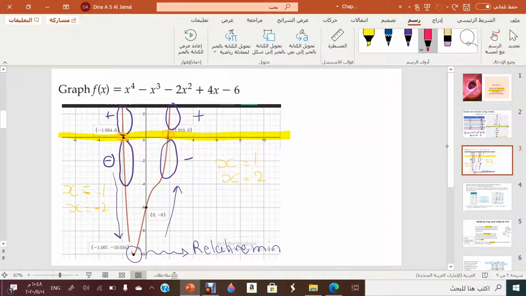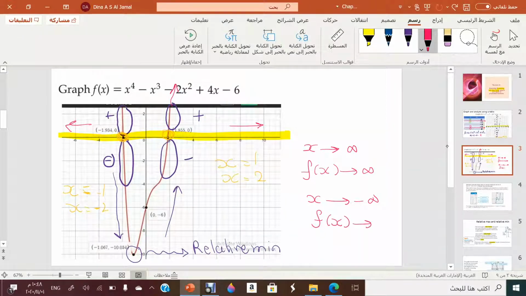Now let's study the behavior of the function whenever x goes to infinity. What will happen to the graph? As you can see, f of x will be increasing, so it will be going to infinity. Now let's study when x goes to minus infinity, what will be happening to the graph. So f of x will be going to infinity.